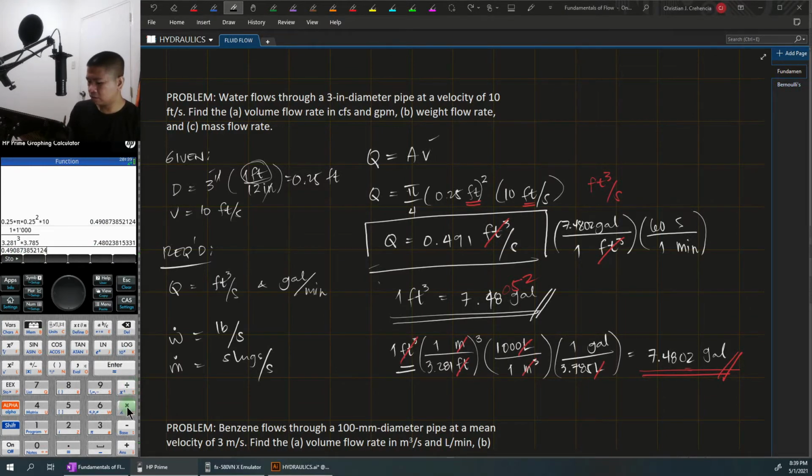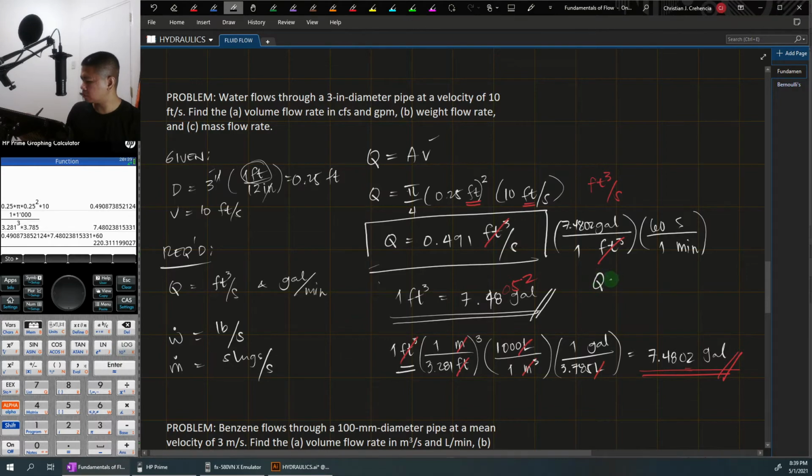Then, the conversion factor natin, 7.4802, then times 60. So the discharge Q is also equal to 220.311 gallons per minute.